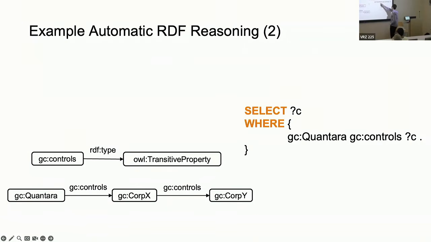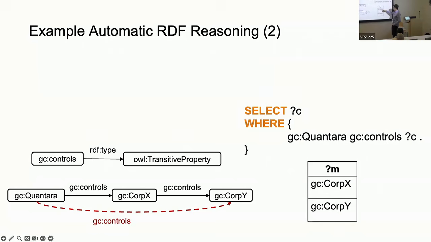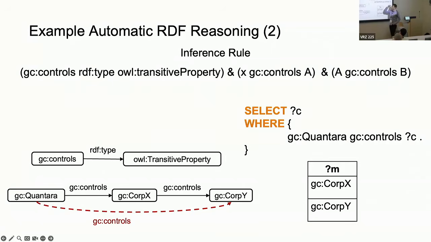So if you ask this query, what are the companies that Quantara controls, an RDF system that implements OWL, whose reasoner is sophisticated enough that it understands what OWL transitive property means, will return not just corp X, which obviously has a direct relationship, but also corp Y, because it will reason. So this is what I mean by the automatic reasoning you can do in RDF because of this inference rule in the standard. It says that if you have a predicate, like say controls, that's of type OWL transitive property, and X controls A and A controls B, it's an if-then rule, then X controls B. That's written in the standard somewhere.